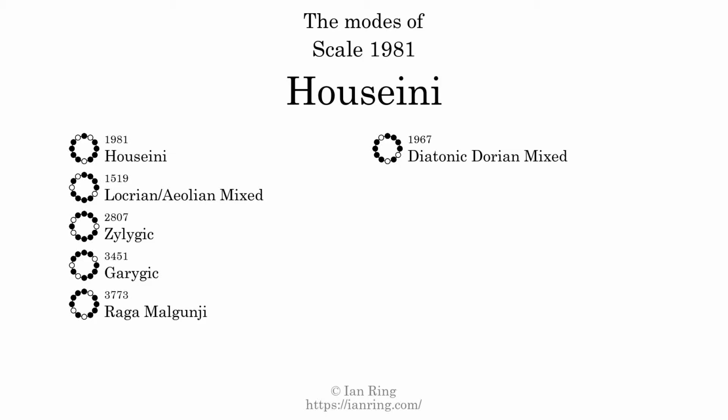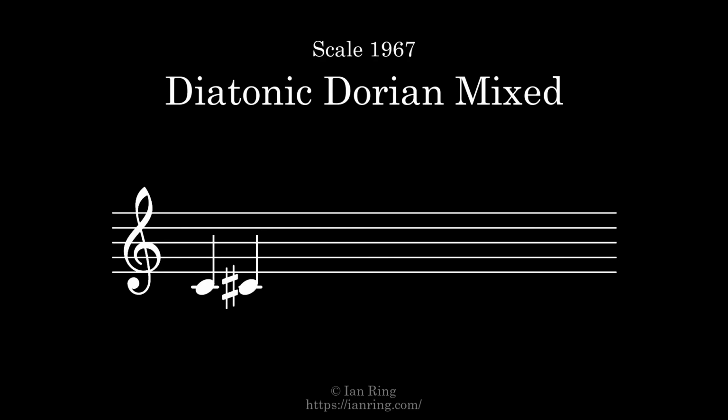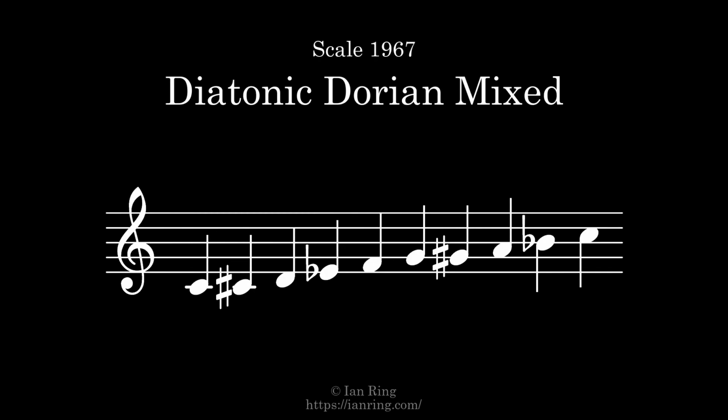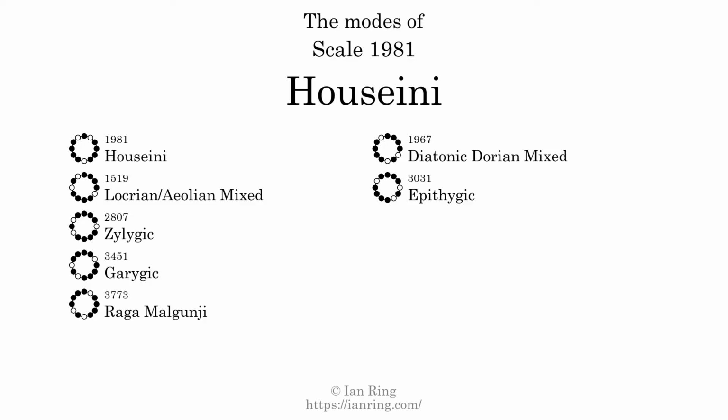The sixth mode is scale 1967, also known as diatonic Dorian mixed. It sounds like this. The seventh mode is scale 3031, also known as epithagic. It sounds like this.